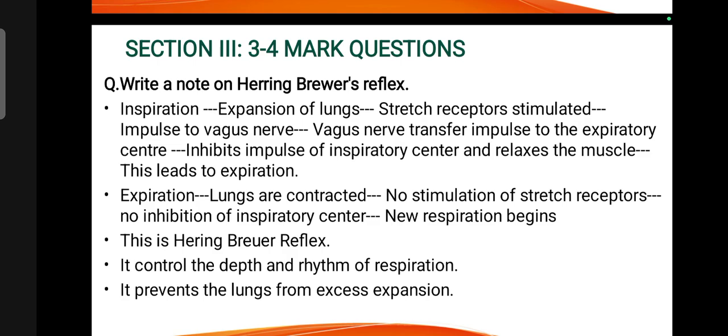New respiration begins. This is Hering-Breuer reflex. It controls the depth and rhythm of respiration. It also prevents the lung from excess expansion.